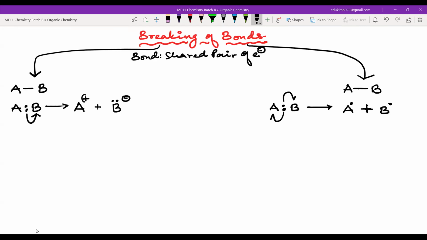Here something else is happening. What is happening here in this case? In this case, the B is taking both of the electrons. Okay, so let us say that this red electron was of A, okay, and the black electron was of B. So let me also say here.